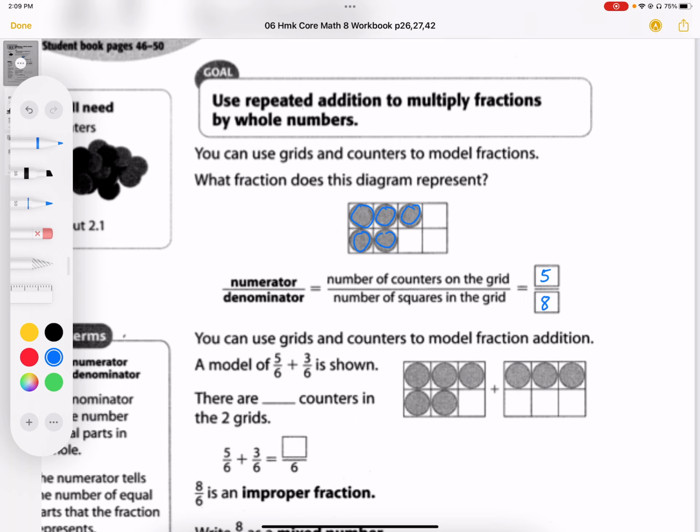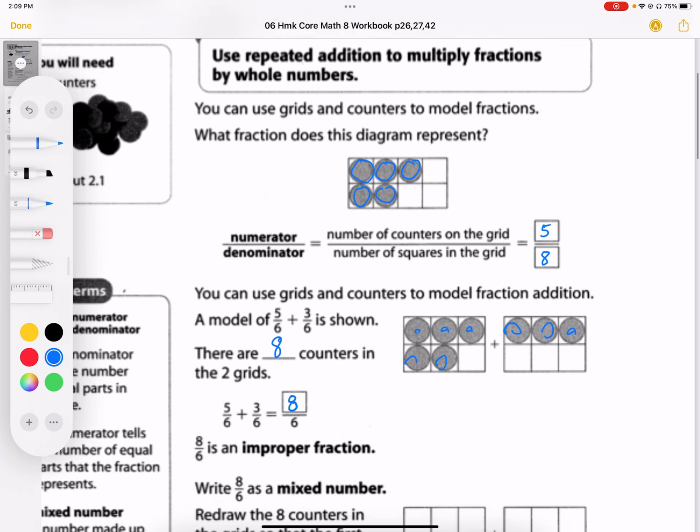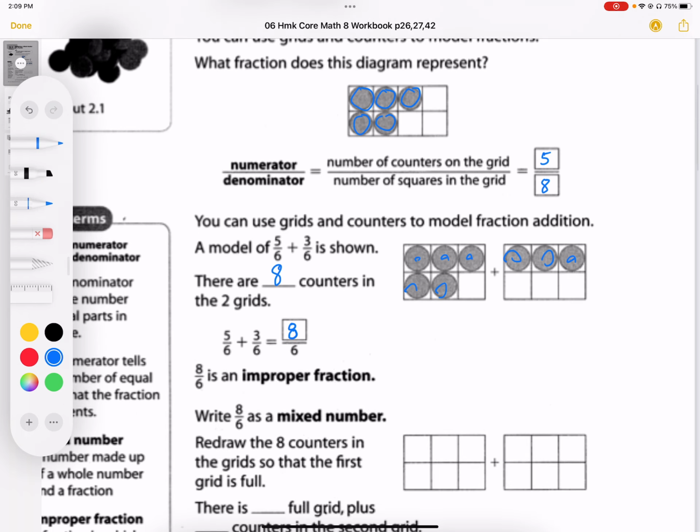And this one here, they show us addition on this grid. So we have 5/6 plus 3/6. And when we count up the counters, we have 1, 2, 3, 4, 5, 6, 7, 8. There's 8 counters on the two grids, but since each of those counters represents 1/6, our denominator stays as 6. So when we add it, we only add the numerators and keep the denominators the same.